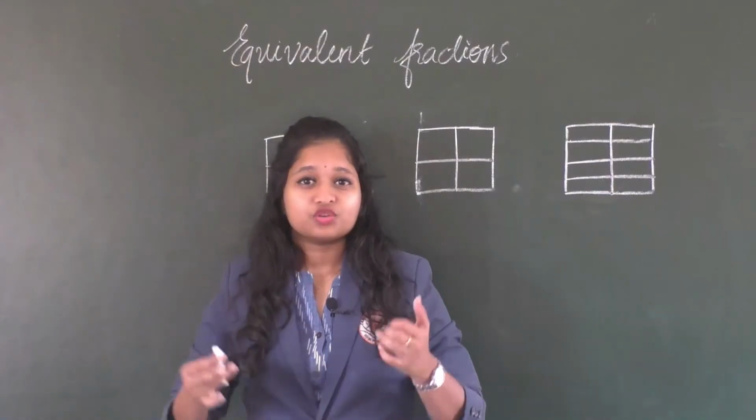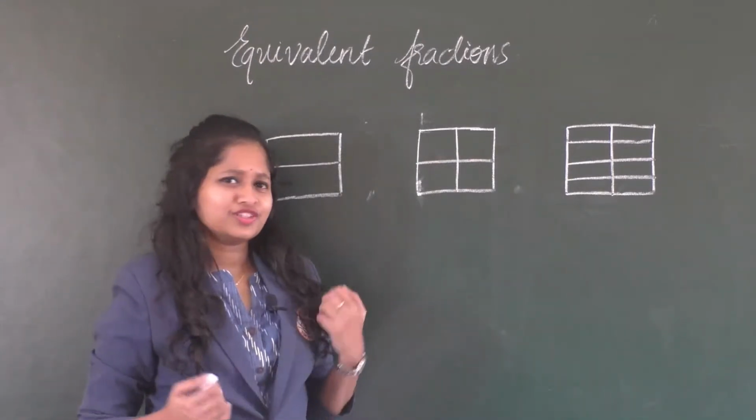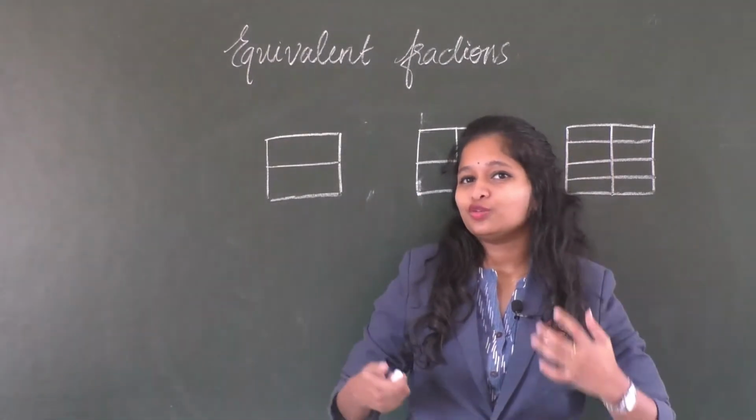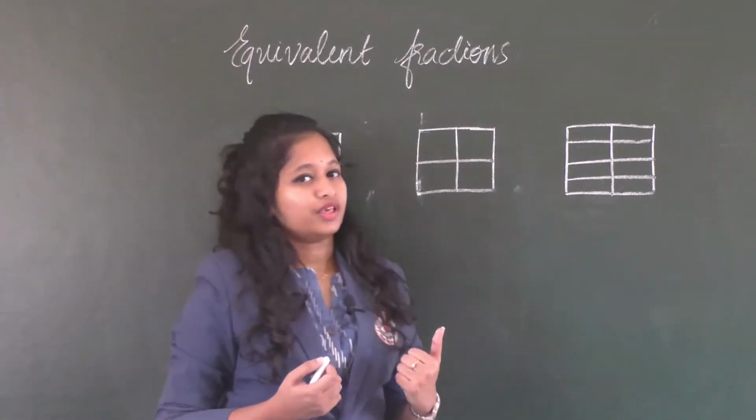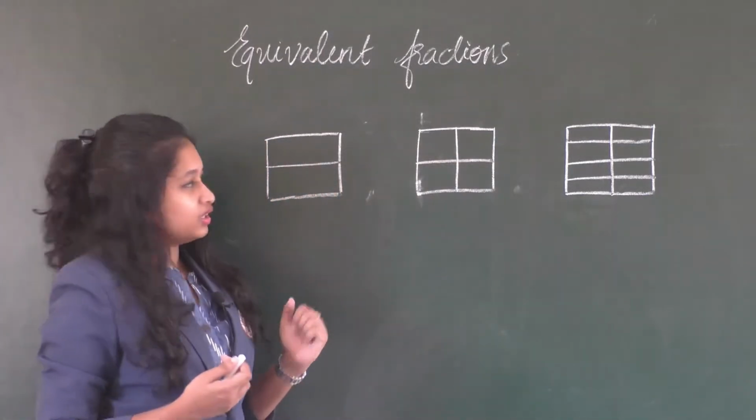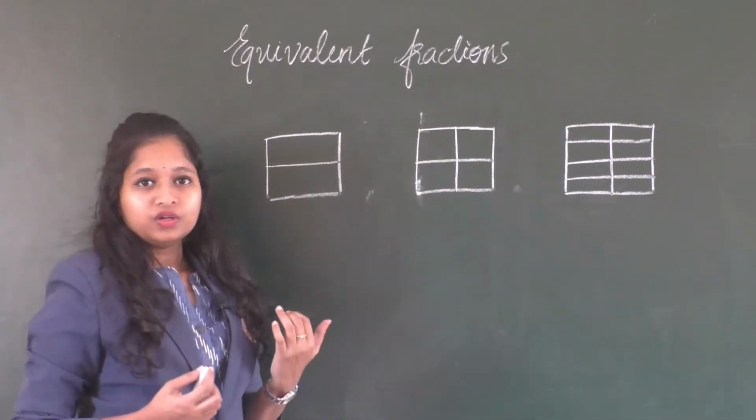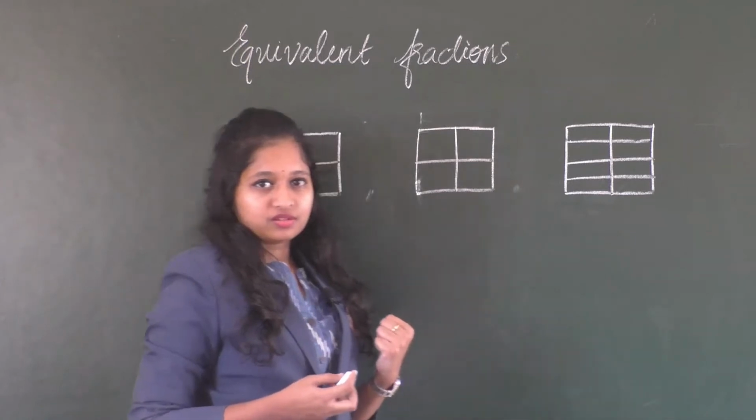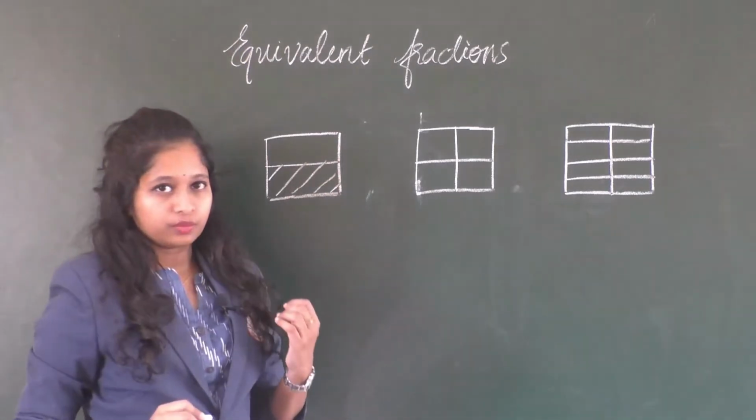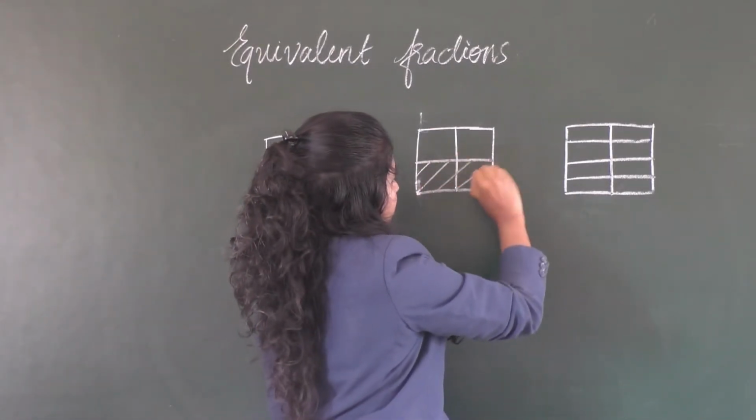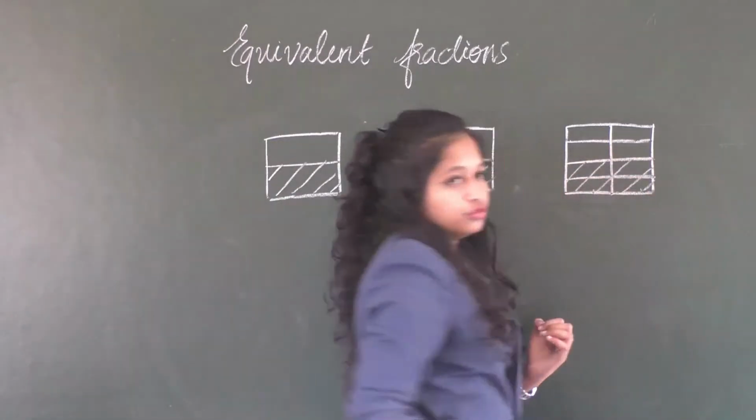So children, a fraction can be written in different ways. So now let's learn the concept of equivalent fractions. What is an equivalent fraction? Observe this. I have some figures here. And now I am going to shade some of the parts. So here I have shaded one part, here 2 parts, and here 4 parts.